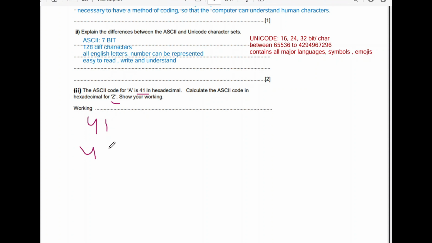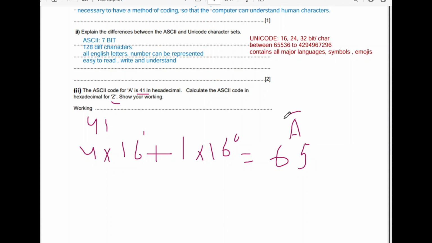So how will you convert into decimal? You have to multiply, 4 into 16 plus 1 into 16, and then you have to give them power 1 and then 0. 16 times 4 is 64, plus 16 raised to power 0 is 1, so 64 plus 1 is equal to 65. Okay, so we sorted out that the hexadecimal value for A was 41. Now in decimal it is 65.